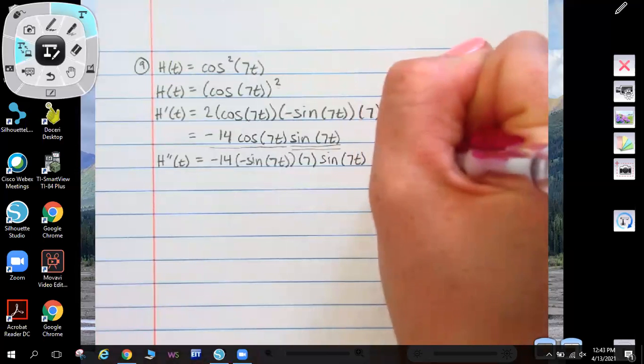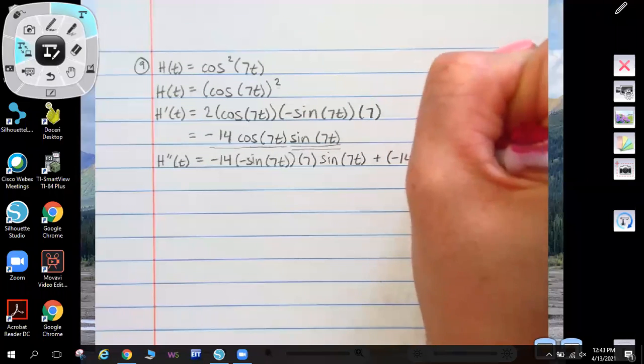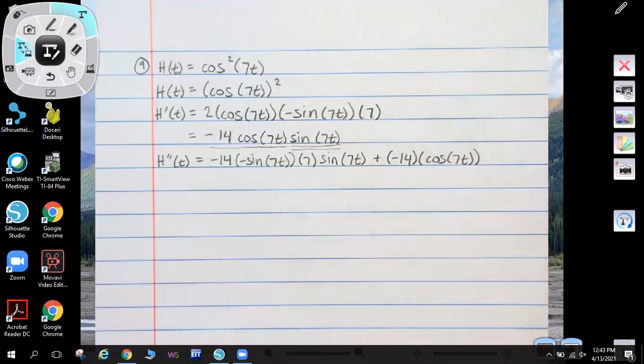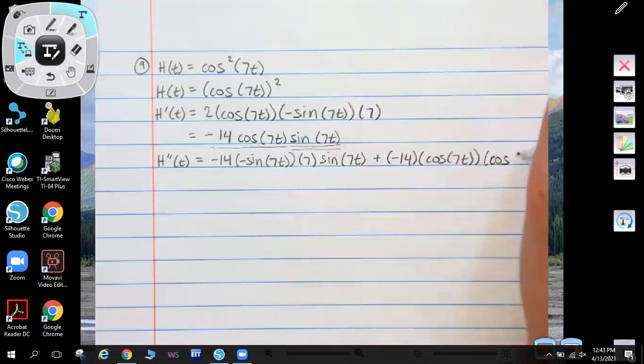Plus the first function as is, which is negative 14 times cosine of 7t, times the derivative of the second function, which is sine of 7t. The derivative of sine is cosine. And then using the chain rule, we have to take the derivative of 7t again, which is 7.